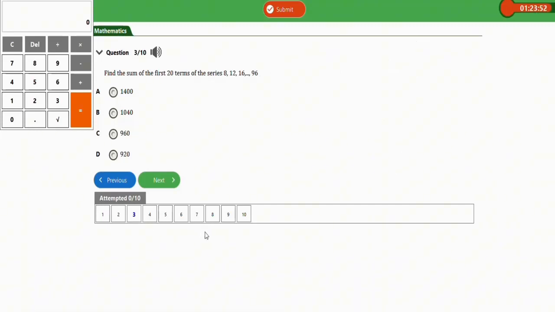Alright guys, so the next question I'm going to solve will be this question. It says the second term of a geometric series is 4, while the fourth term is 16. Find the sum of the first 5 terms.